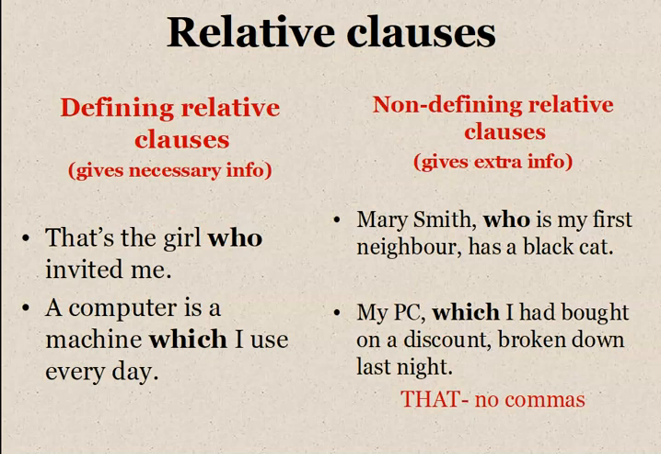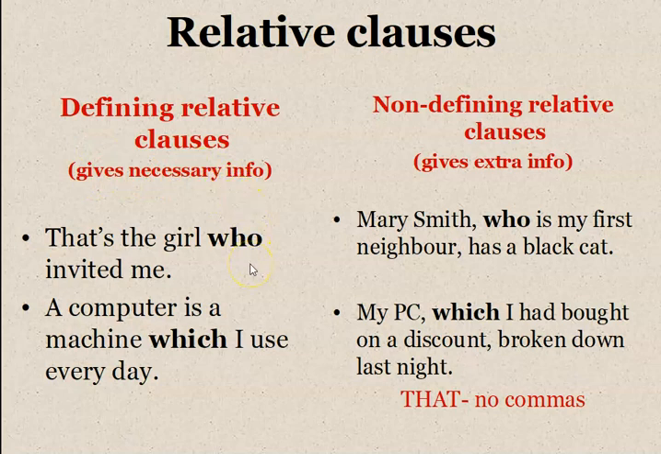Okay, so we're coming to two types of relative clauses. The first type is called defining relative clauses. You don't have to remember the name, okay? Just when you hear defining, it rings a bell, right? It deals with some kind of definition, okay? So it gives some kind of necessary information about the subject.